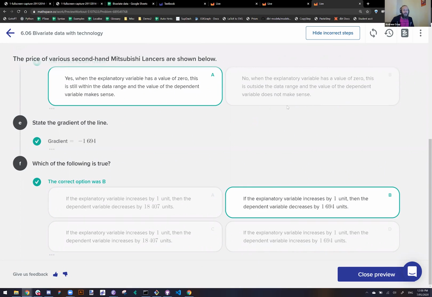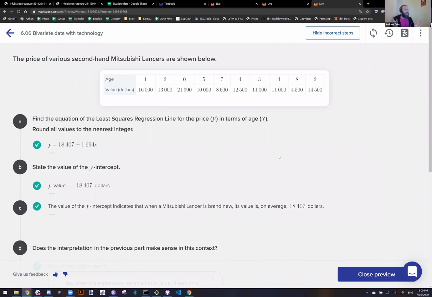So this has been an intro into all the different things that are involved in bivariate data analysis. Next week, I will pick a new topic to talk about, something in the senior secondary space.